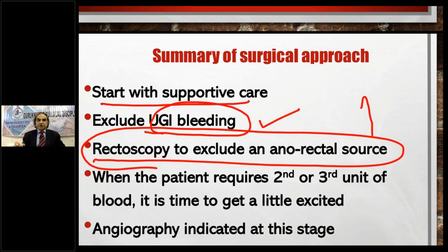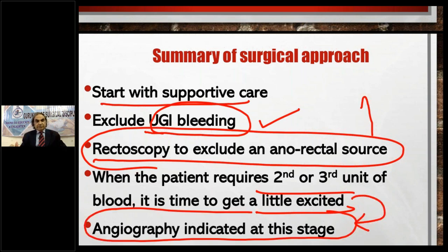When the patient requires a second or third unit of blood, it's time to get a little excited. This is when you should be worried. Up to 1 or 2 units, it's fine. And this is when you should do mesenteric angiography. I'm telling you the take home, and you should stick to that. Start with supportive care, exclude upper GI bleeding, rectoscopy to exclude an anorectal cause. And when the patient requires a second or third unit, it is time to get a little excited. Angiography, this is the best time, when you're in the middle of a patient being otherwise fine.